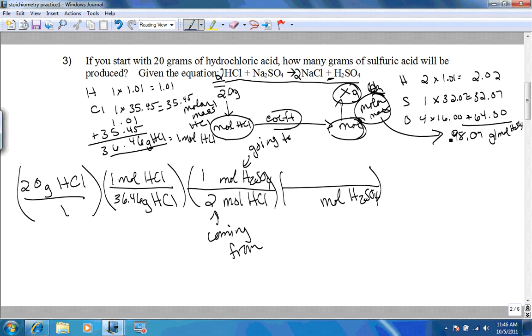We have it all set up now. We have to put it in the calculator. We'll start from the left to the right. 20 grams go into our calculator. If it's on the bottom, we divide. If it's on the top, we multiply. So 20 divided by 36.46 divided by 2 times 98.09. And that should come out to be 26.9 grams of H2SO4. But if you notice in our initial question, you only have one significant figure there. That means I'm going to round it up to 30.